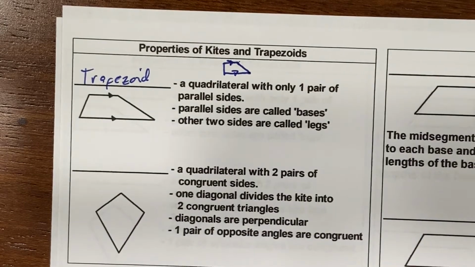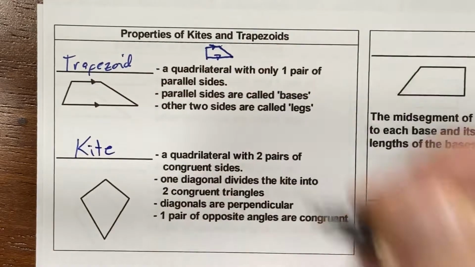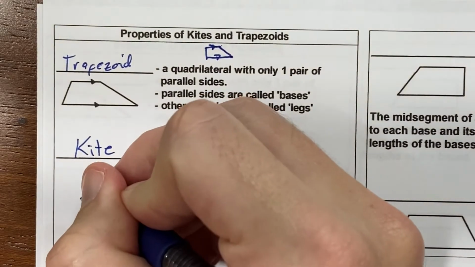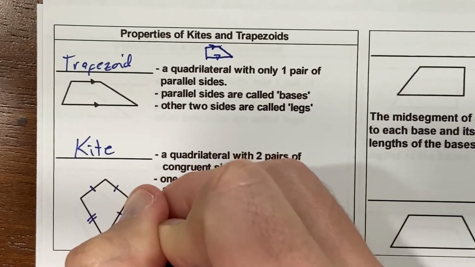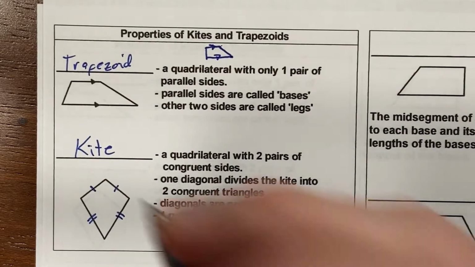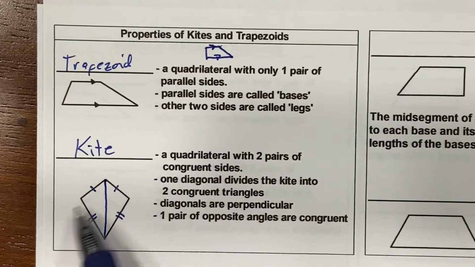The other type of quadrilateral we're going to talk about is a kite. And it's a quadrilateral with two pairs of congruent sides. So two sets of congruent sides. Like this is congruent to that, and that is congruent to that in a kite. It says one diagonal divides the kite into two congruent triangles. That would be this one. You got a congruent triangle over here and over here.